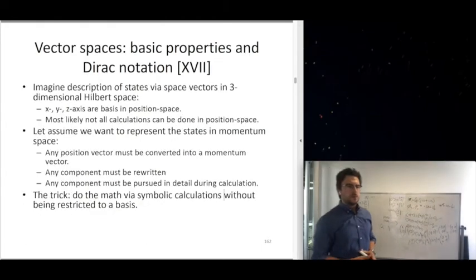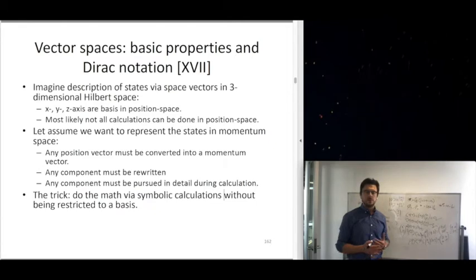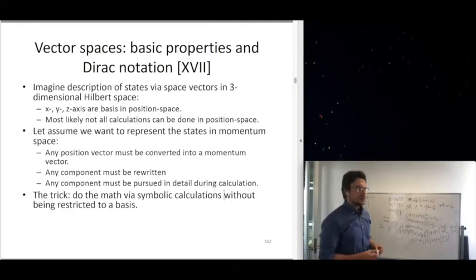So remember, we briefly talked about this transition from position into momentum space. That's one of the reasons why we want to do a symbolic calculation. Symbolic calculation is what we saw, notation by Dirac, without being restricted to a basis. And here you see some reasons. Let's say we want to start in position space and end up in momentum space.